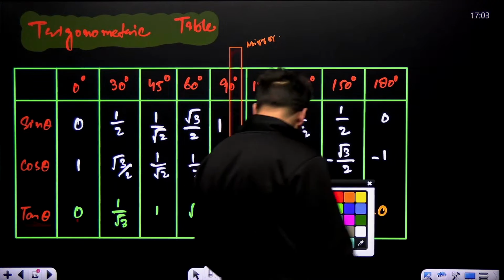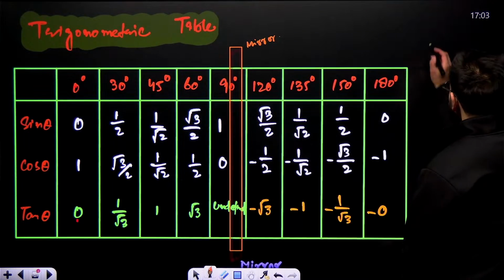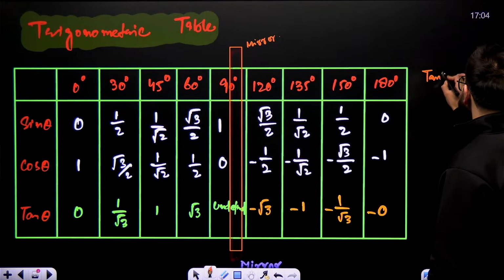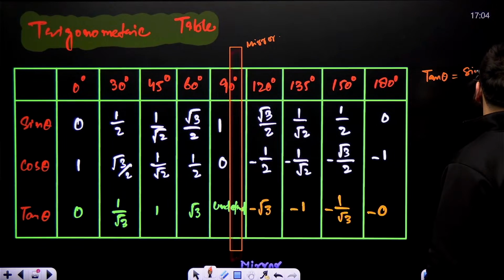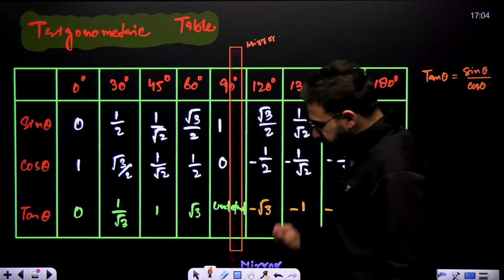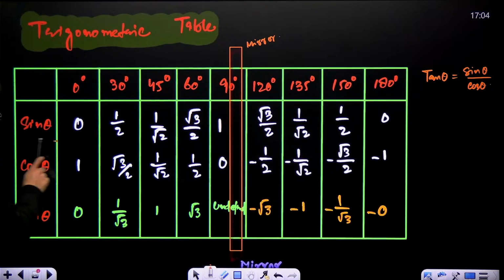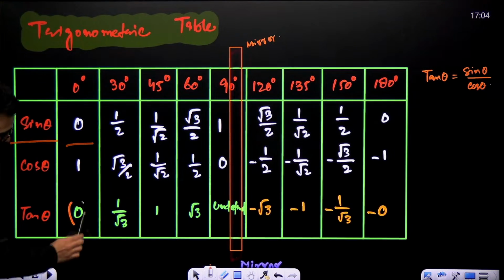Let me just tell you, when it comes to tan theta, always remember, tan theta is equal to sin theta by cos theta. So when you divide sine by cos, you will get tan. Now see guys, sin theta by cos theta, 0 divided by 1 is 0.